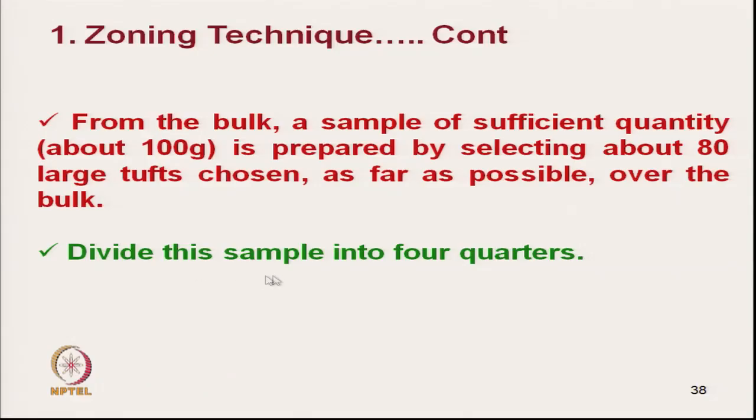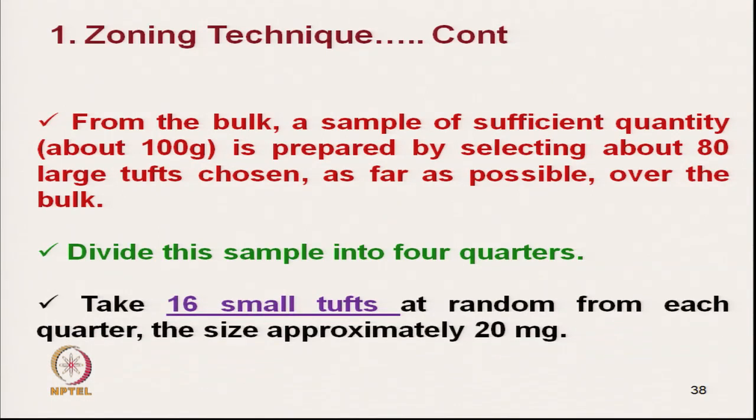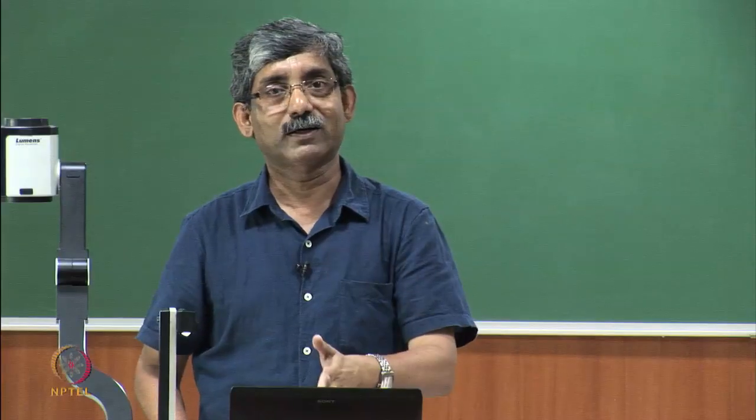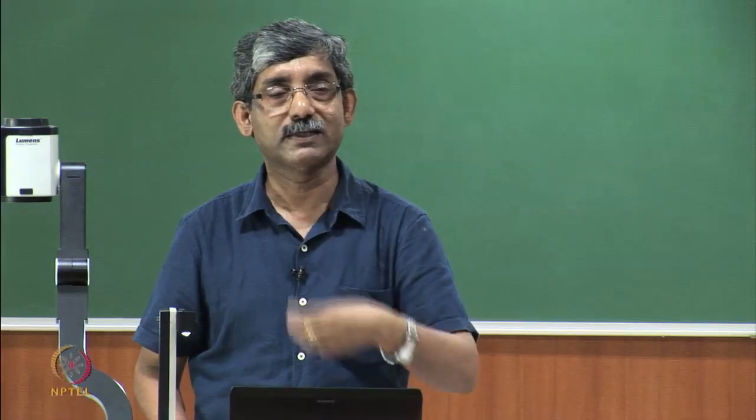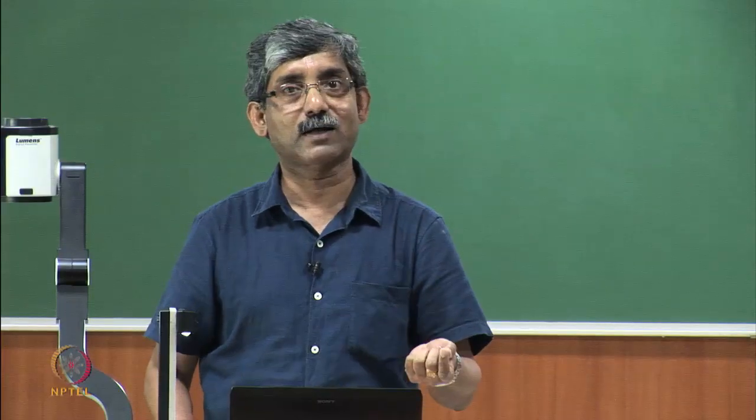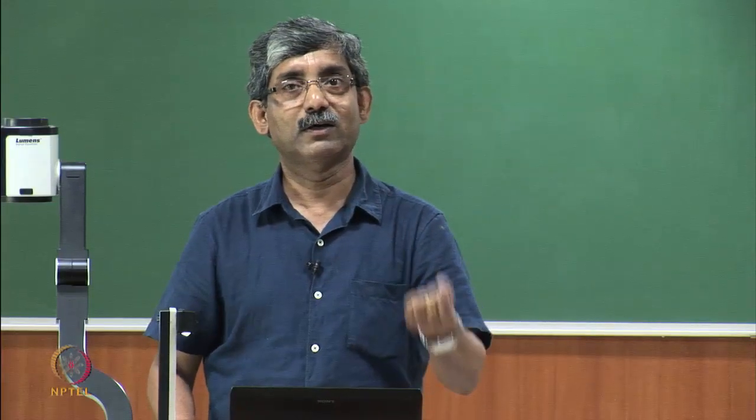Divide this sample into 4 quarters. So, 4 quarters it has been divided. Take 16 small tufts at random from each quarter, the size approximately 20 milligram. So, from each of the 4 quarters we have taken 16 small tufts. So, how many tufts have we got? We have got 64 tufts.